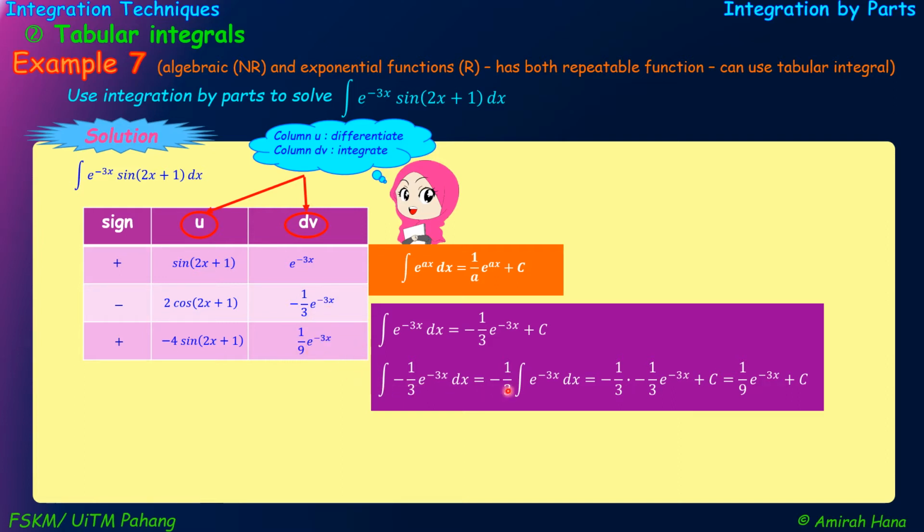Okay? We move out the constant negative 1 over 3, and then we have the integration of negative 3x dx. So after we integrate, we still have the constant negative 1 over 3 in front. And then when we integrate e to the power of negative 3x dx, we can refer to this formula. So we get negative 1 over 3 e to the power of negative 3x plus c. And after that, we can simplify negative 1 over 3 multiplied by negative 1 over 3. So that's why we get positive 1 over 9 here. Okay? So the last row here is 1 over 9 e to the power of negative 3x. Right?